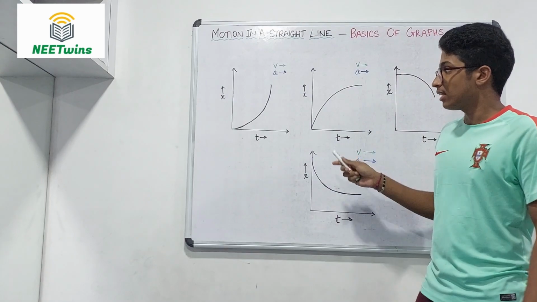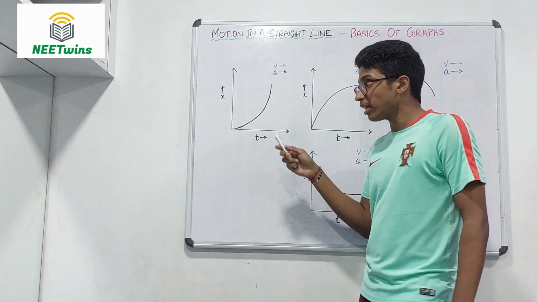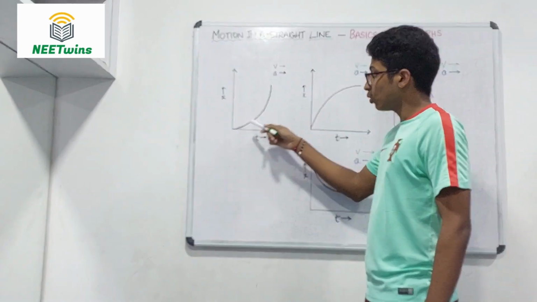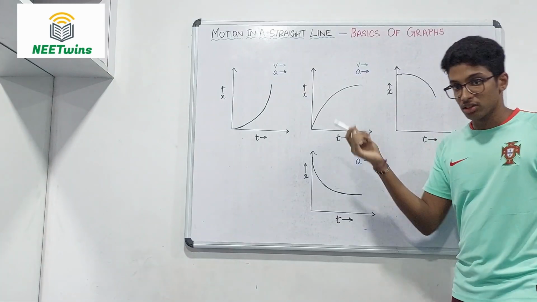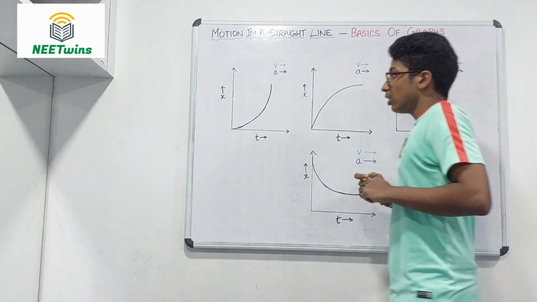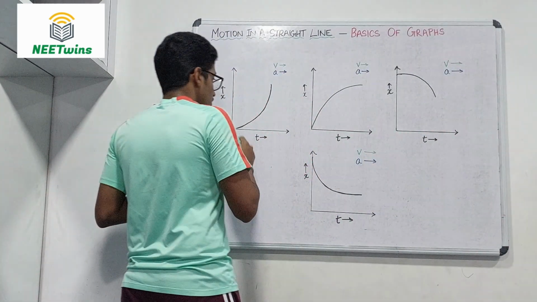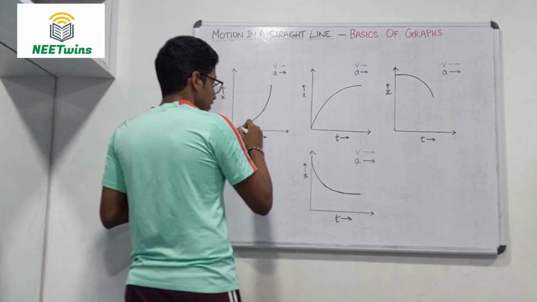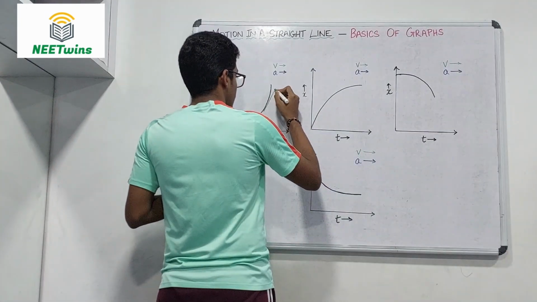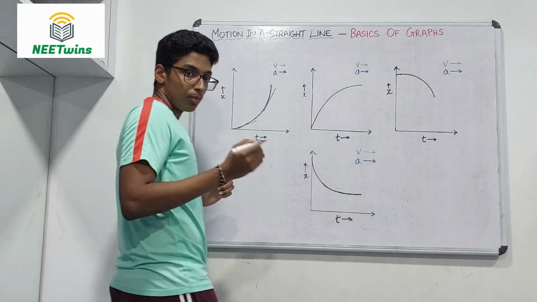Here are four xt graphs, and what we need to do is tell the sign of velocity and acceleration. The important thing is that the slope of the xt graph gives the velocity. That we need to keep in mind, and then we can do all of these. So let's look at the first graph. We look at the slope of the graph. Initially the slope is like this, and later the slope becomes like this. In both cases the slope is positive.